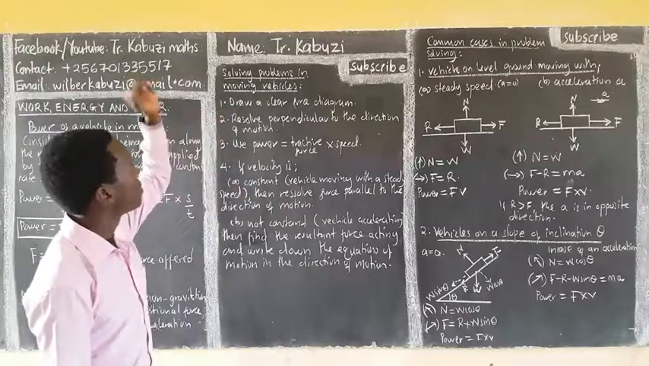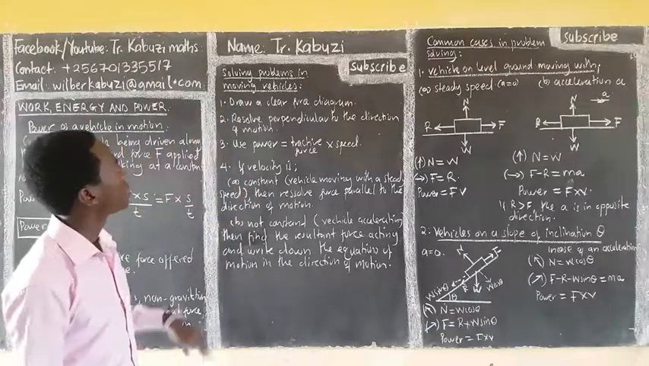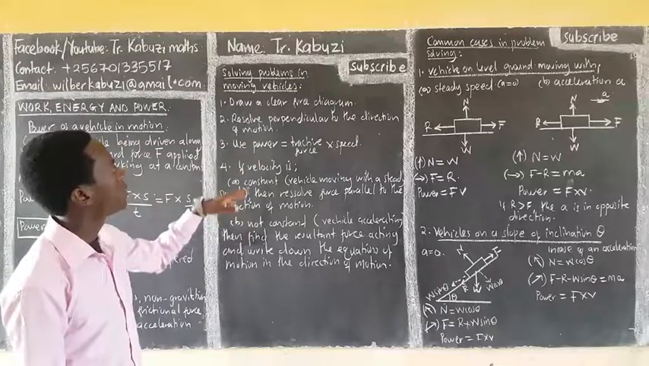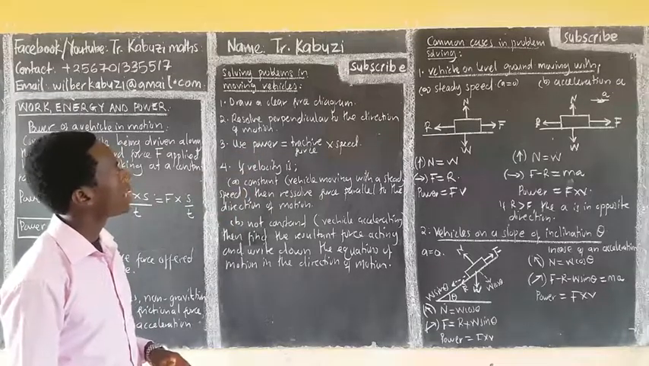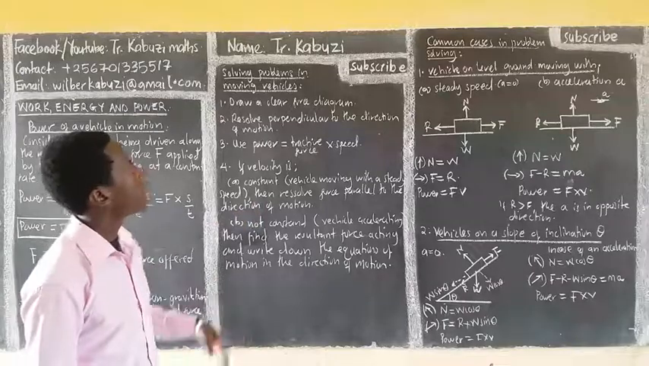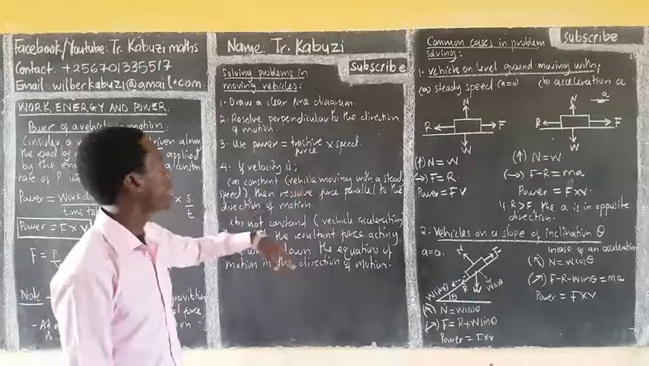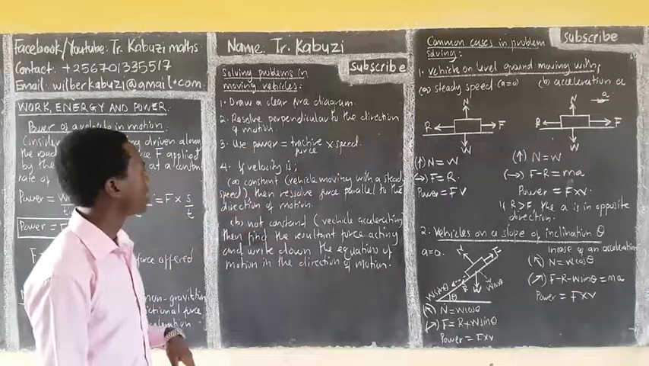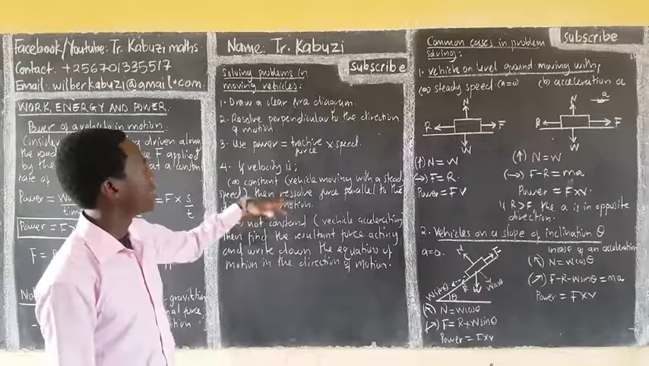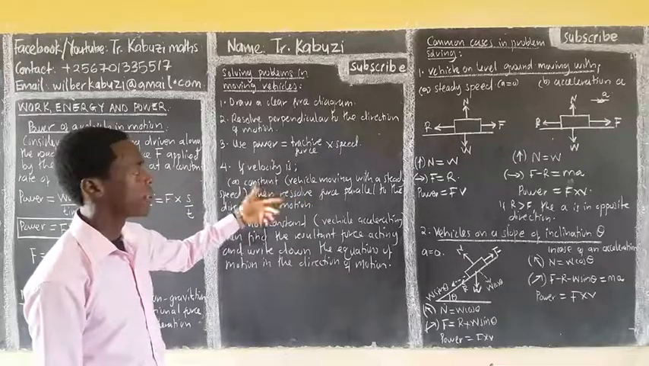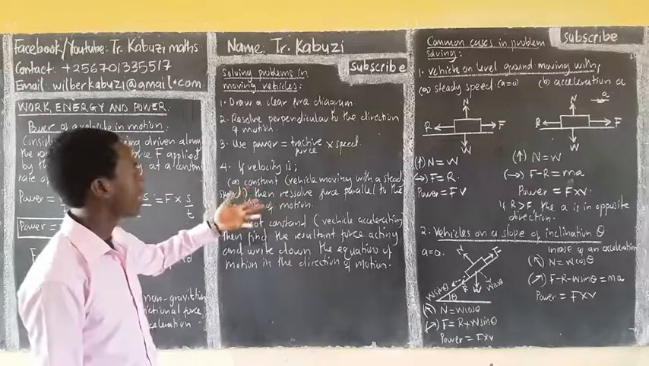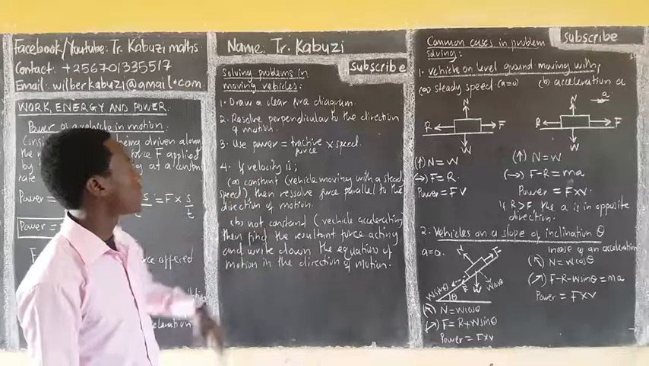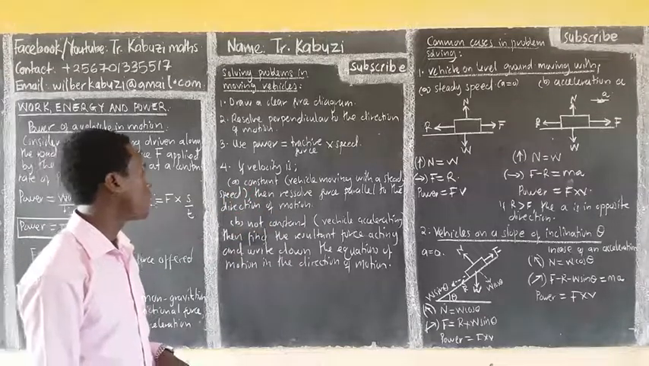So, solving problems in moving vehicles: draw a clear diagram, resolve perpendicular to the direction of motion, and use power as attractive force times speed. If velocity is constant, the vehicle is not accelerating; it's moving at a steady speed. Then resolve the forces in the direction of motion.